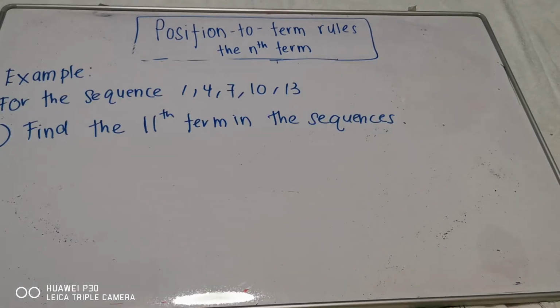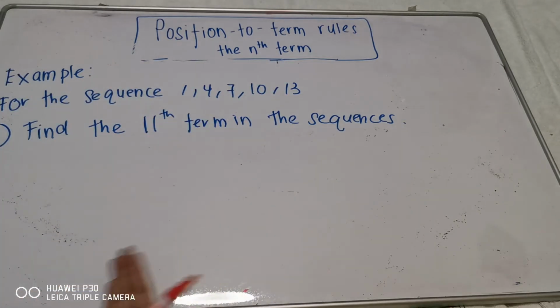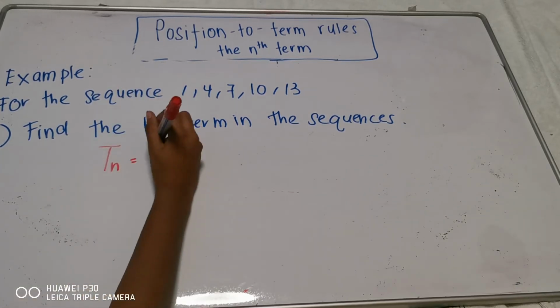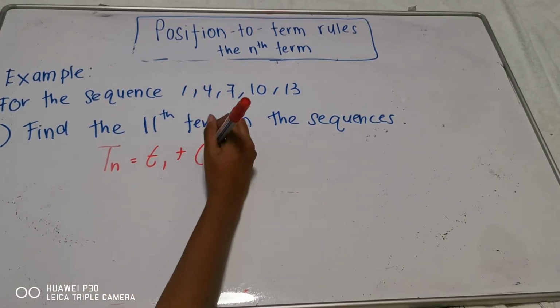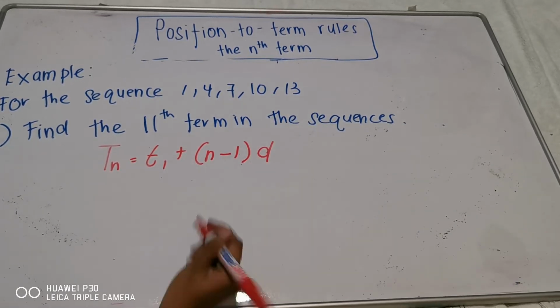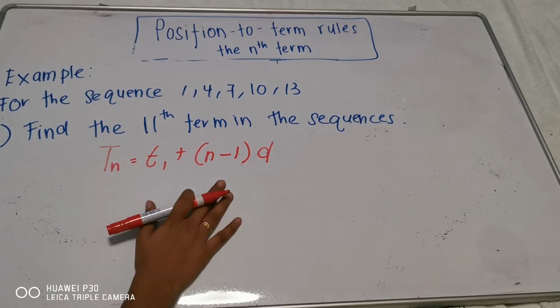Now that we are familiar with the given formula to find the nth term, let's apply it with the questions given here. For the sequence 1, 4, 7, 10, and 13, the question wants you to find the 11th term in the sequence. So we can use the given formula, which is Tn equals T1 plus in bracket n minus 1 d. All you need to do is to substitute the respective terms into the formula.